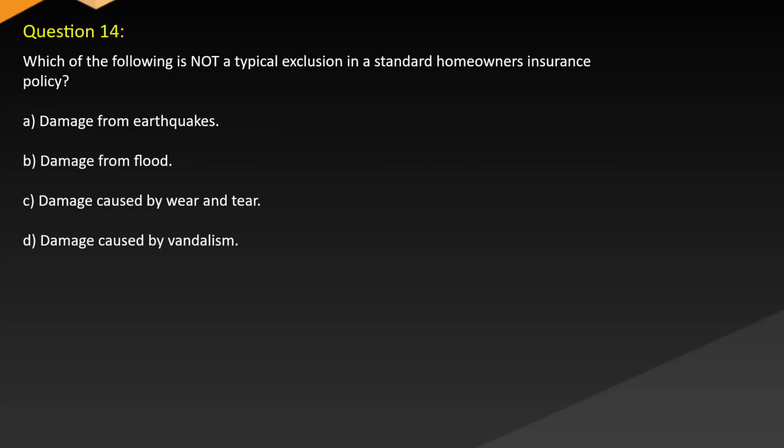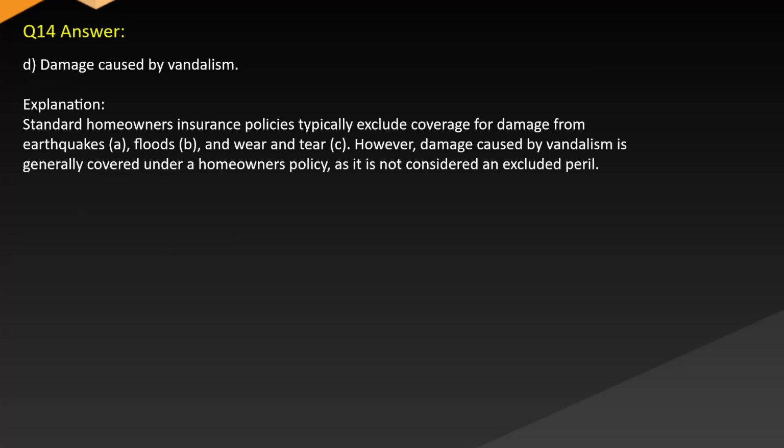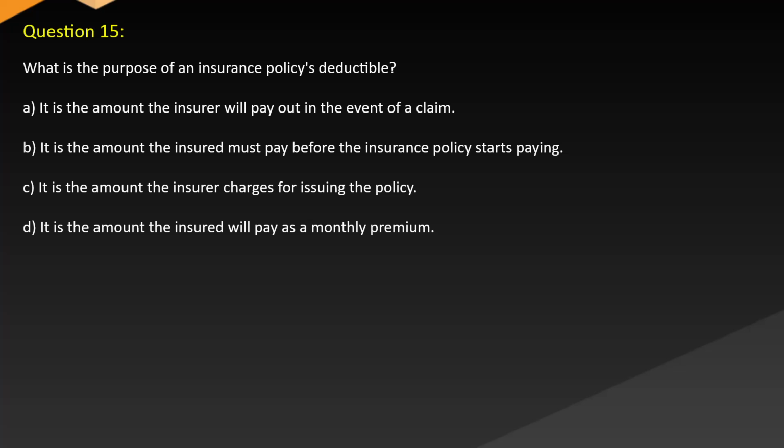Question 14. Which of the following is not a typical exclusion in a standard homeowner's insurance policy? A. Damage from earthquakes. B. Damage from flood. C. Damage caused by wear and tear. D. Damage caused by vandalism. Answer: D. Damage caused by vandalism. Explanation: standard homeowners insurance policies typically exclude coverage for damage from earthquakes, floods, and wear and tear. However, damage caused by vandalism is generally covered under a homeowner's policy as it is not considered an excluded peril.